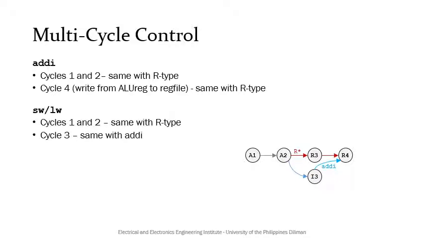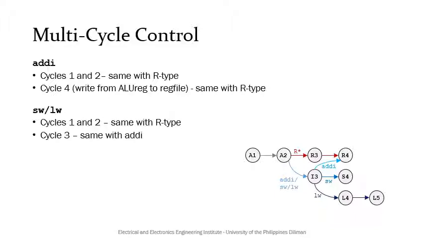Next, we consider store word and load word instructions. Again, cycles 1 and 2 are the same as R-type. Although this time, we note that cycle 3 of store word and load word is the same as that for add I, where the sum of rs and the sign extended immediate is saved in ALU reg. From this onwards, the store word and load word instructions differ, so we introduce these new states S4, L4, and L5. Note that the state I3 is shared by add I, store word, and load word. Also, note that in our data path, store word executes in 4 clock cycles, while load word executes in 5 clock cycles.